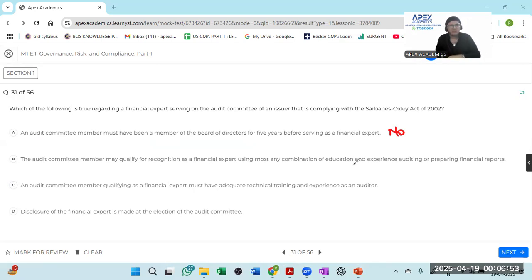Using any combination of education and experience, auditing or preparing financial reports. Let's keep it on hold. An audit committee member can qualify as a financial expert, must have adequate technical training and experience as an auditor.